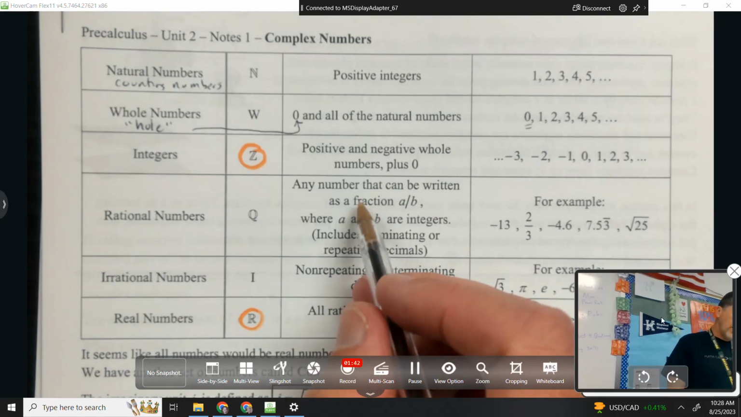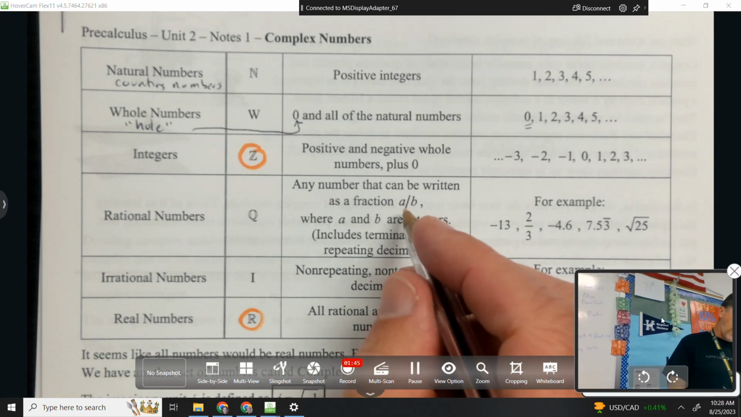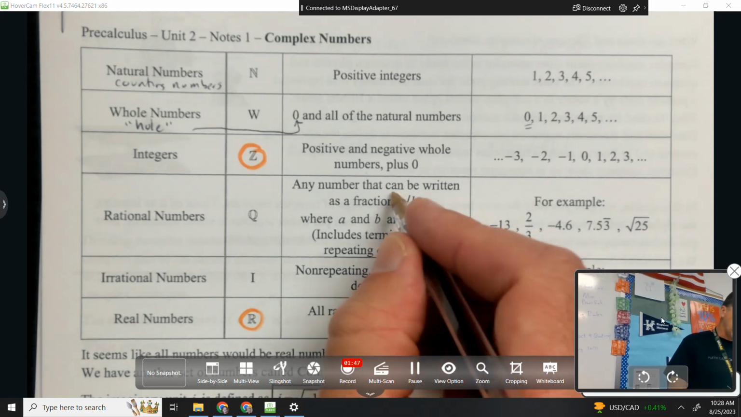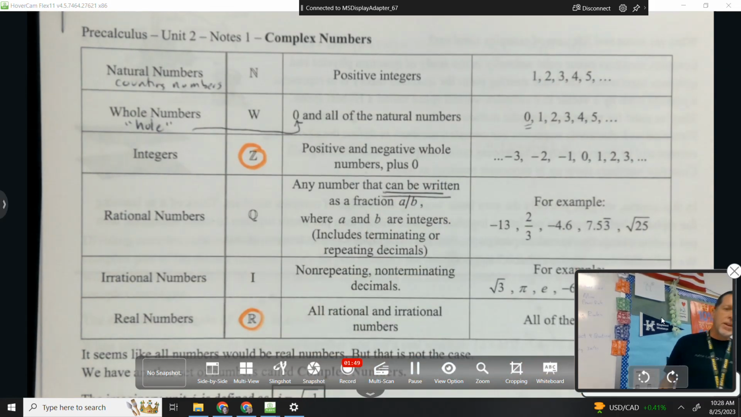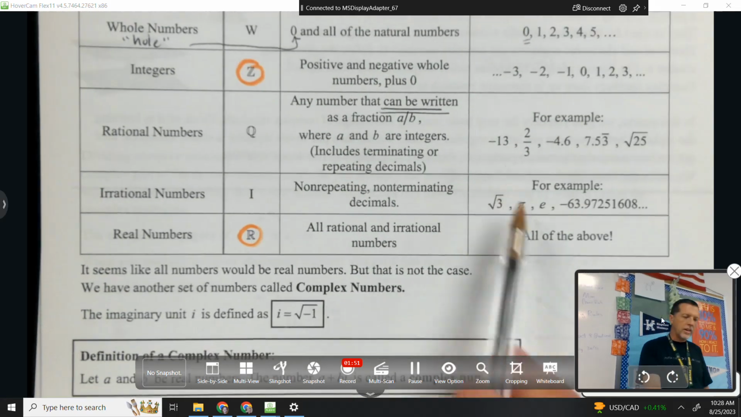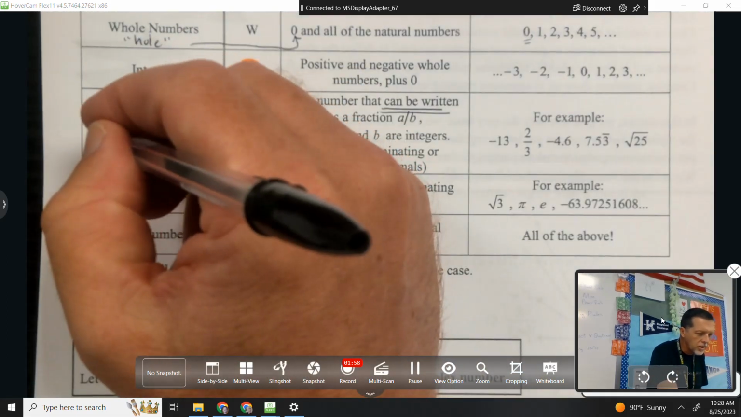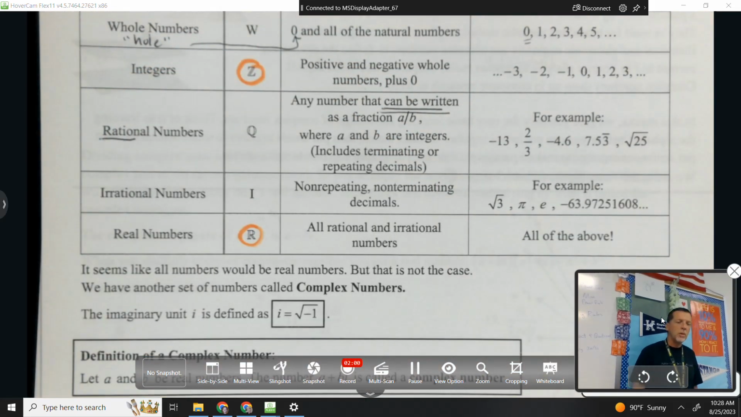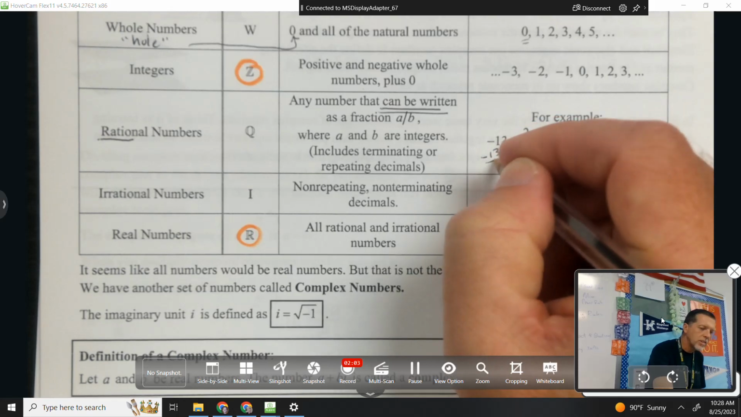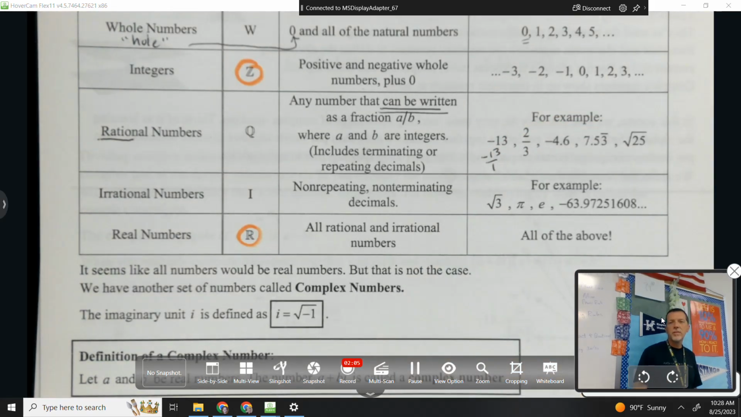Rational number, any number that can be written as a fraction, A over B, where A and B are integers. So it doesn't necessarily mean it is written that way. Like negative 13, that is a rational number, even though it's not a ratio. Right? But it could be a ratio, so it still counts as a rational number. So any terminating decimal, any repeating decimal could be written as a ratio.